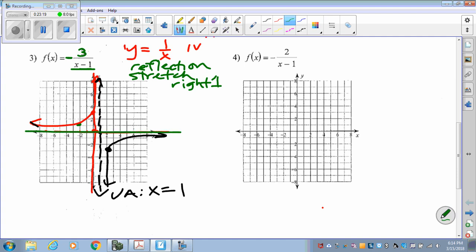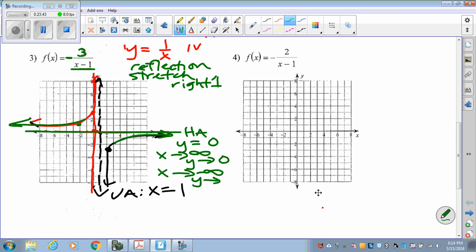So this is my horizontal asymptote. It's approaching y equals 0. As x approaches positive infinity, y is approaching 0. And as x approaches negative infinity, y is also approaching 0. Over here too, it's getting smaller and smaller and smaller, but it's never going to get to 0. So your horizontal asymptote is the end behavior.